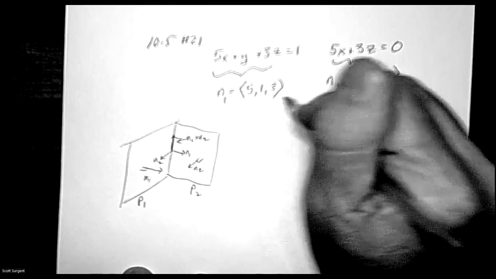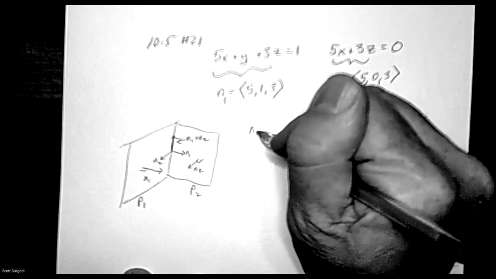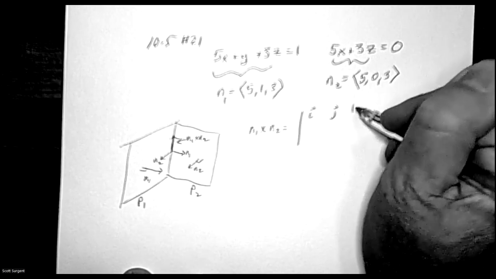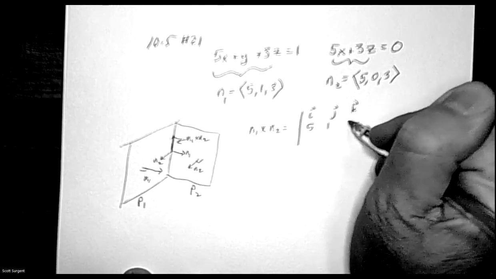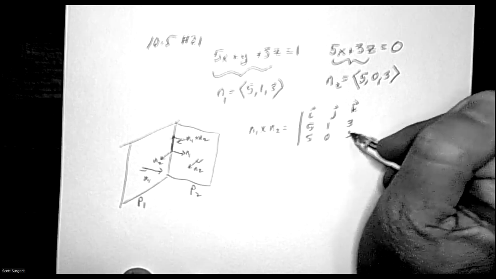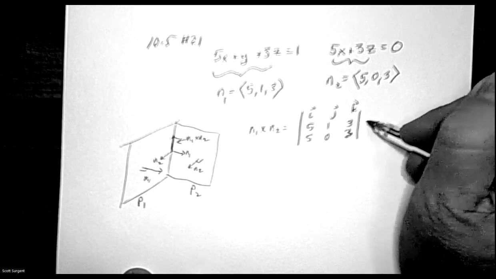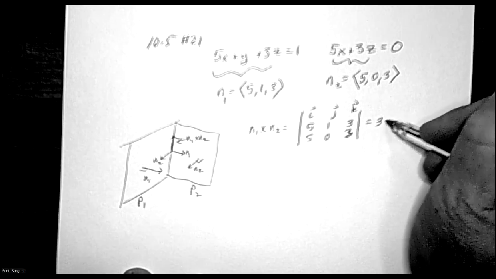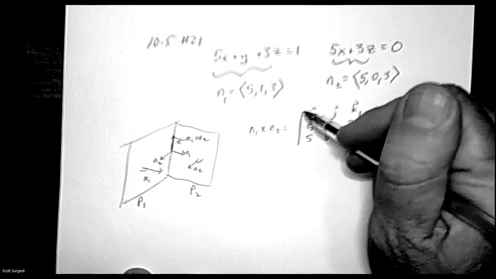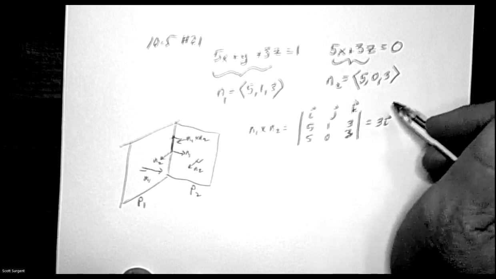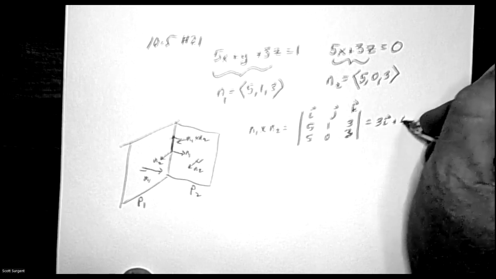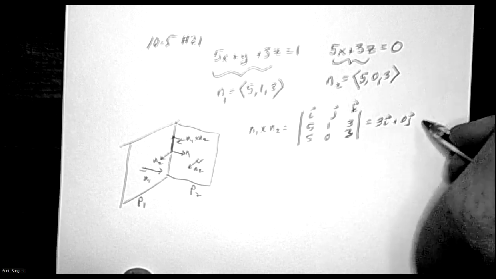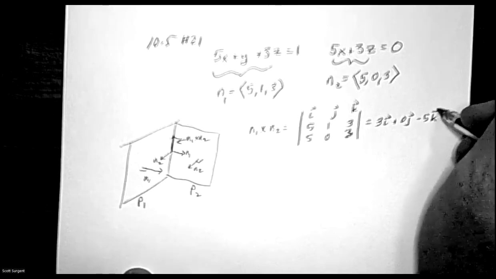So we've got to figure out the cross product of these. I'll do the formula real quick. It's N1 cross N2. I usually do it using the 3x3 determinant. Let's see, for I, we have 3. For J, we should have 0. Yeah, we do. And for K, we're going to have -5.